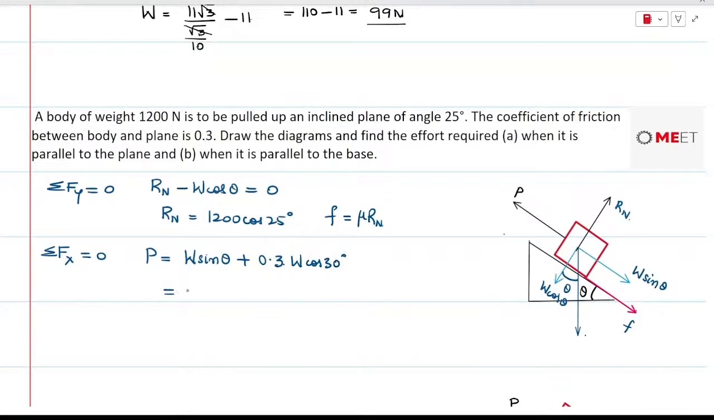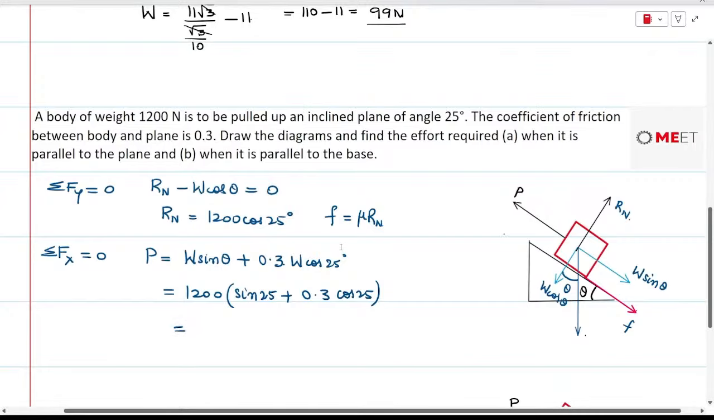So this comes out as W is 1200. 1200 into sine 25 plus 0.3 times of cos 25 it is. Let me correct it over here. It's not 30, it's 25. Cos 25. So upon calculating these values, that is 1200 sine 25 plus 0.3 into 1200 into cosine 25 will give us the value of P as 833 newtons.